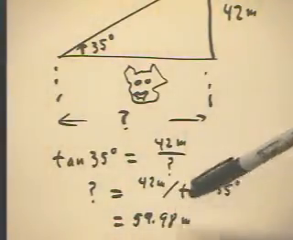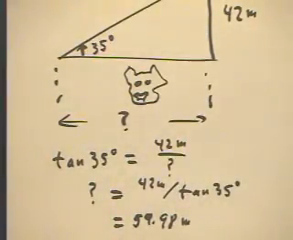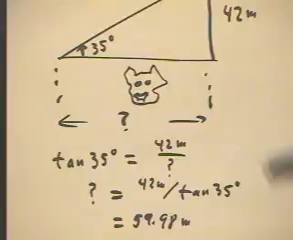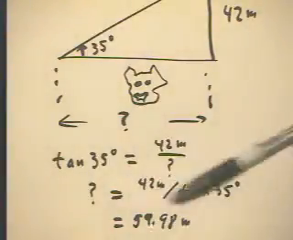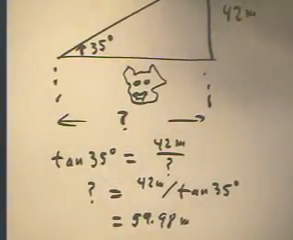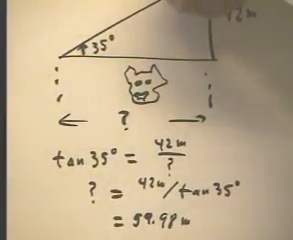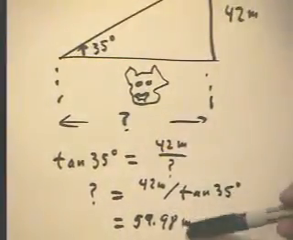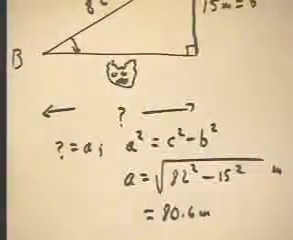Now really the 0.98 is not significant. If this is just 42 meters to the nearest meter, then we'd say this is 60 meters to the nearest meter. We're being a little careless with significant figures here. But I did want to show you the result that people reported from class.